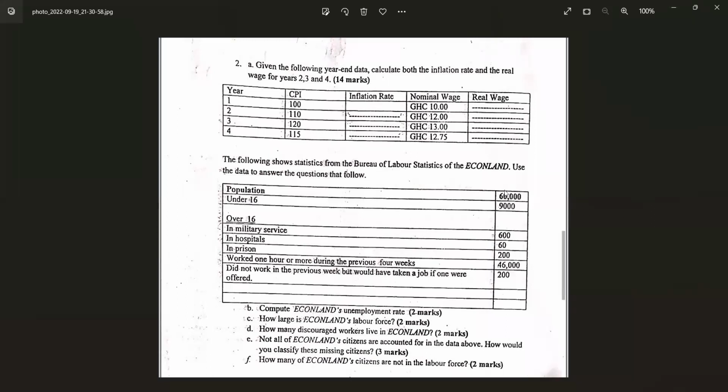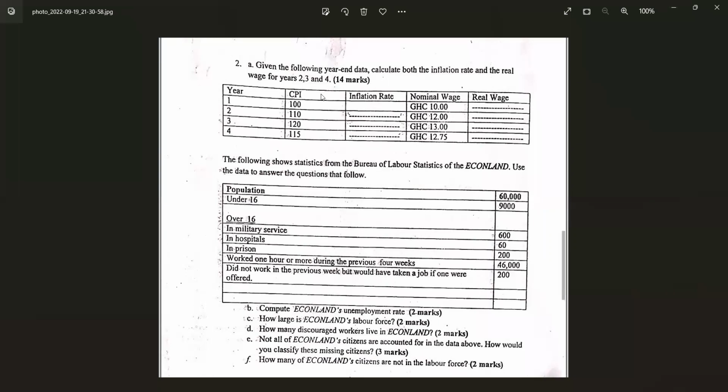Okay. Given the following year end data, calculate both the inflation rate and the real wage for years 2, 3, and 4. Barrister, yes, you can hear me. Please, you've not changed the question. You're looking at this one, the CPI question. That one is quite straightforward.